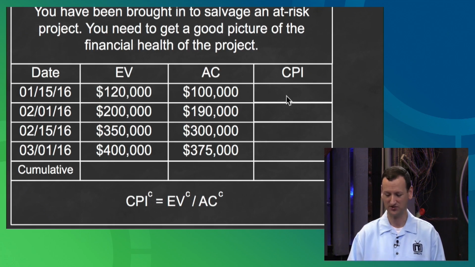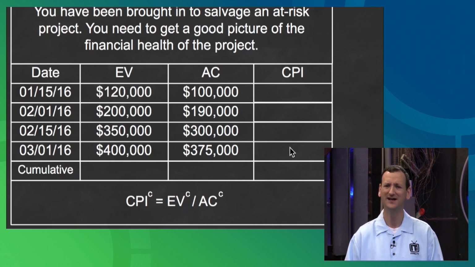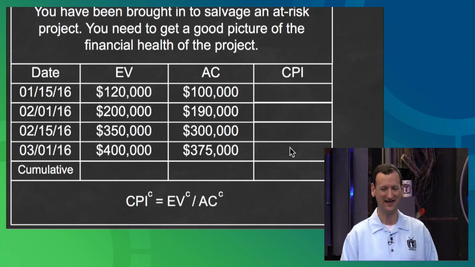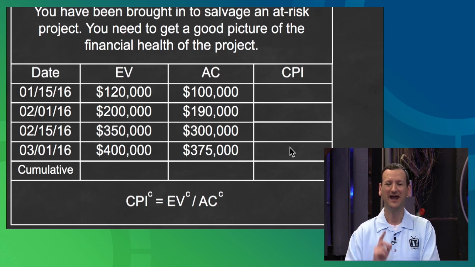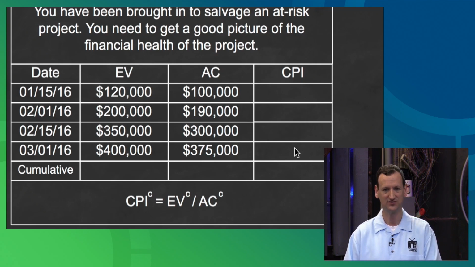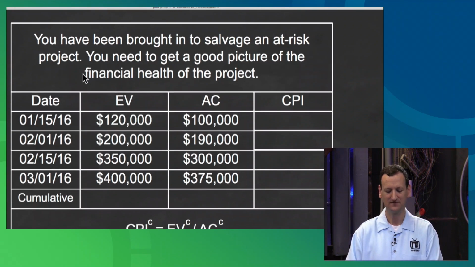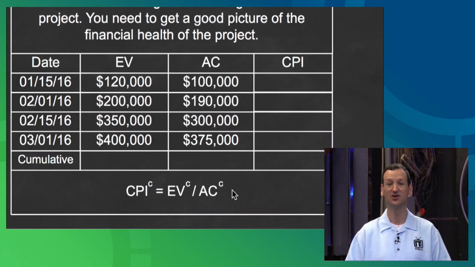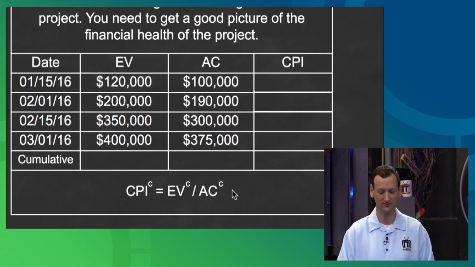That's all you care about. You don't necessarily care about the individual CPIs for each one. It's nice to see that. And if you have project management software, it'll calculate it for you. You'll have that, right? But on the exam, answer the question they ask, not some question that you create in your head. They're not asking me for the CPI of each individual one. They're asking me to get a good picture of the financial health of the project, right? I don't need to know each individual period CPI when I can just pull up the cumulative and get a good view of the financial health of the project, right?